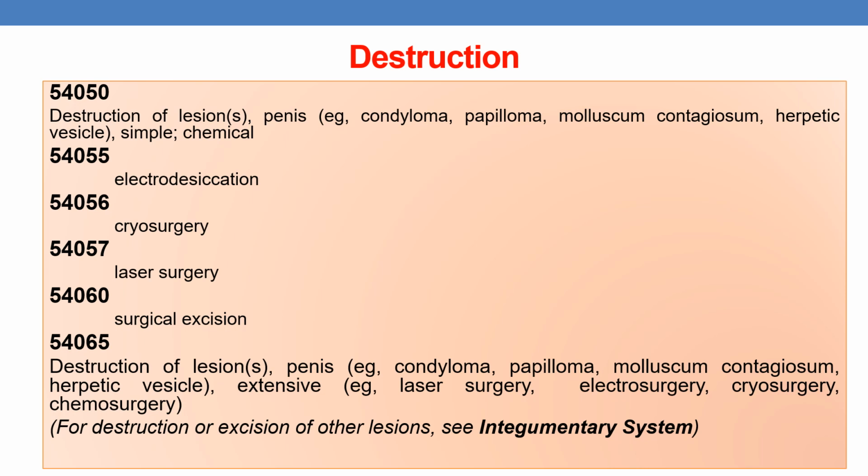The next is 54050. Destruction of lesion penis, example condyloma, papilloma, molluscum contagiosum, herpetic vesicle, simple by chemical method. The next is 54055, destruction of lesion by electrodesiccation. The next is 54056, destruction of lesion by cryosurgery. The next is 54057, destruction of lesion by laser surgery. The next is 54060, destruction of lesion by surgical excision.